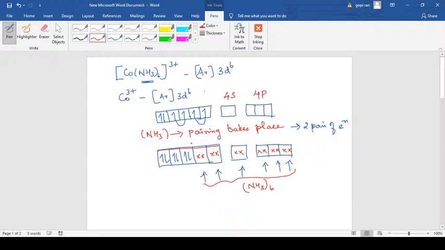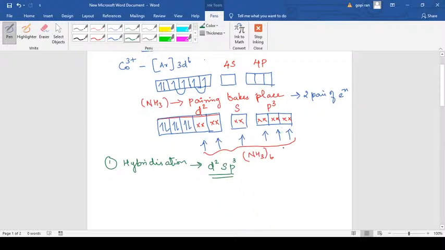So how would it be written? What is the hybridization now? The first thing we have to find is the hybridization. What is the hybridization now? The hybridization is d2sp3. Okay, clear. The first part is over.